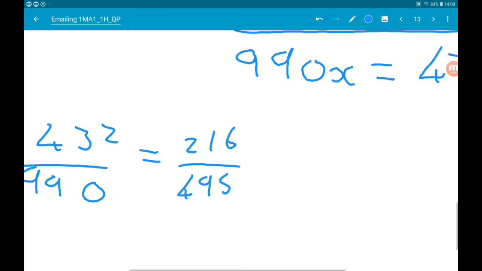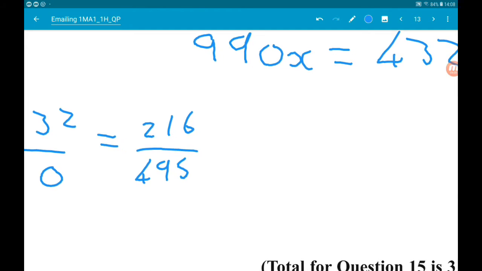Okay, at that point, it's not really very nice. Both top and bottom have a common factor of 3. How do I know that? It's because the digits of each number add up to something 3 goes into. So 2 add 1 add 6 is 9, and 4 add 9 add 5 is 18. So when the digits of a number add up to something 3 goes into, it means 3 goes into that number.